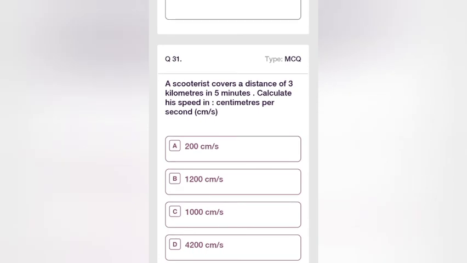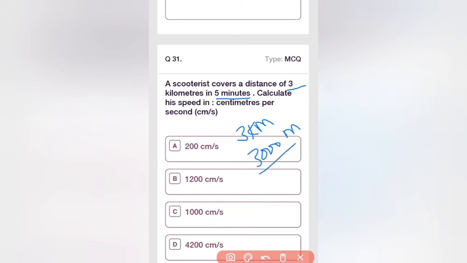A scooterist covered a distance of 3 km in 5 minutes. Calculate his speed in centimeter per second. Okay, so here we have 3 km in 5 minutes. So we have to convert this 3 km to meter. So it is 3000 meter. We need to find the speed, right? So distance by time will be the speed. So what is the time? 5 minutes.